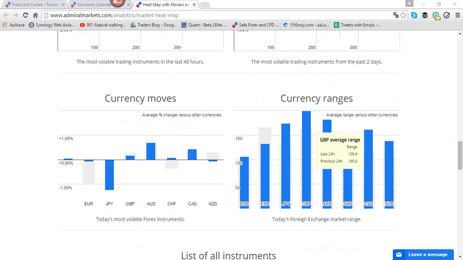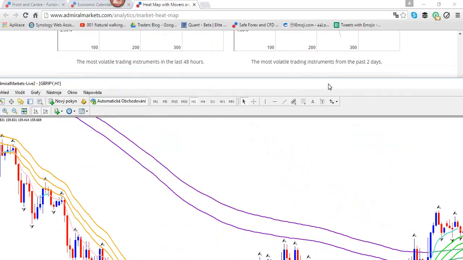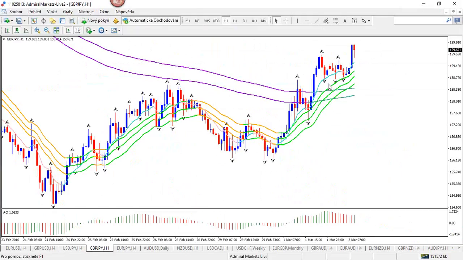All right, so let's take a look at these charts. Wanted to take a look first of all at pound yen. And I will dive into the 3 steps of analysis in just a second. But first I want to take a quick look at the market together with you.